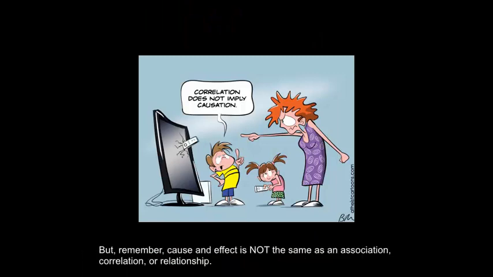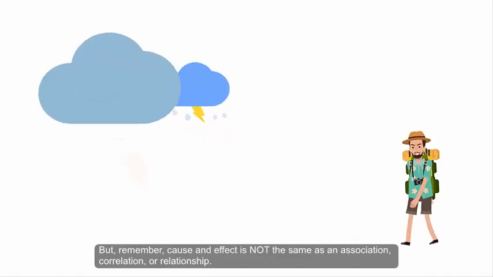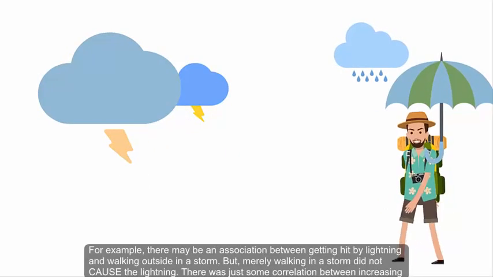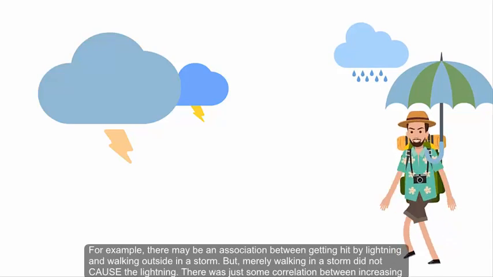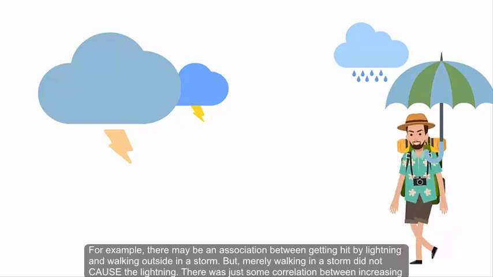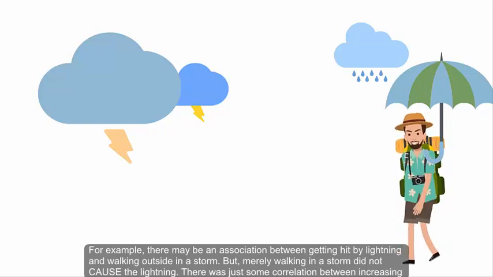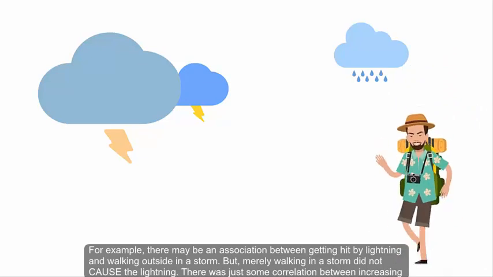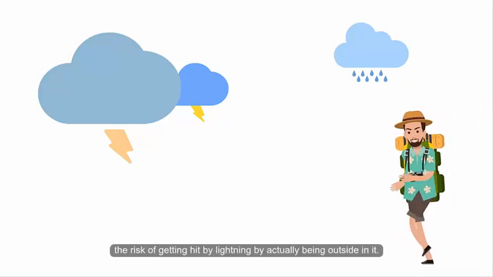But remember, cause and effect is not the same as an association, correlation, or relationship. For example, there may be an association or a correlation between getting hit by lightning and walking outside in a storm. But merely walking in a storm did not cause the lightning. There was just some correlation between increasing the risk of getting hit by lightning by actually being outside in it.